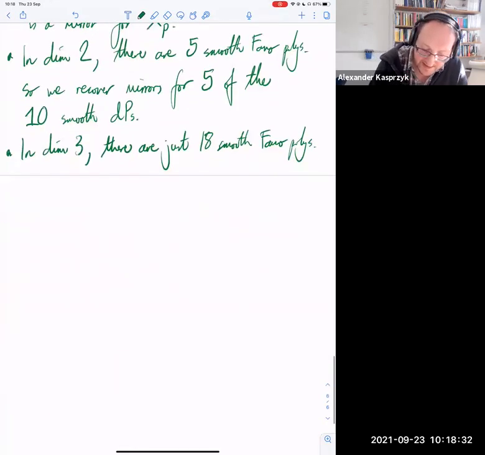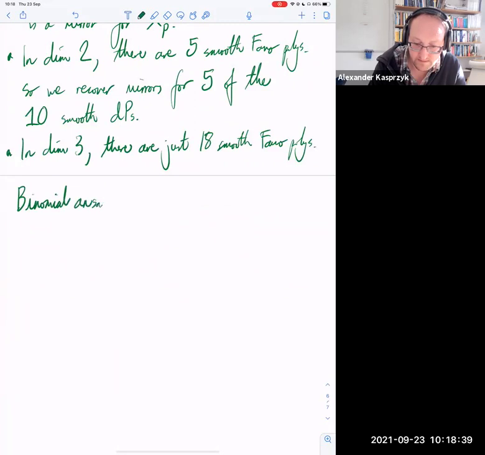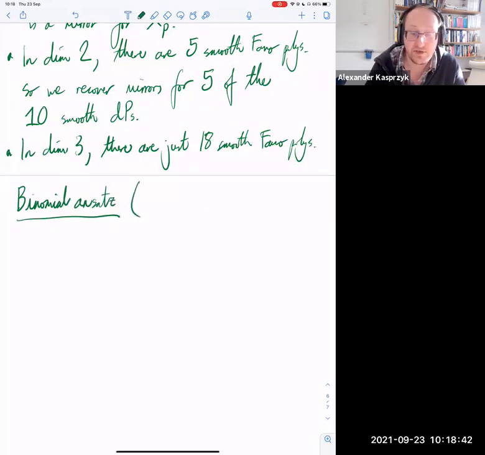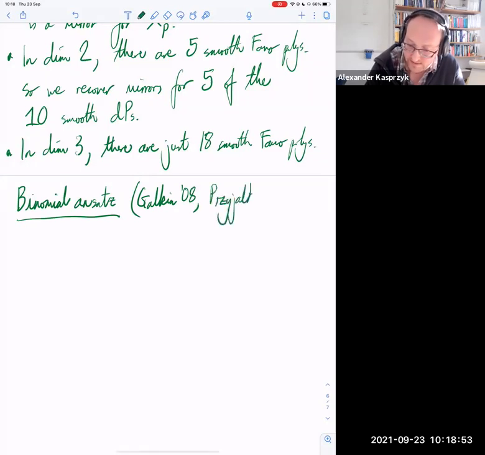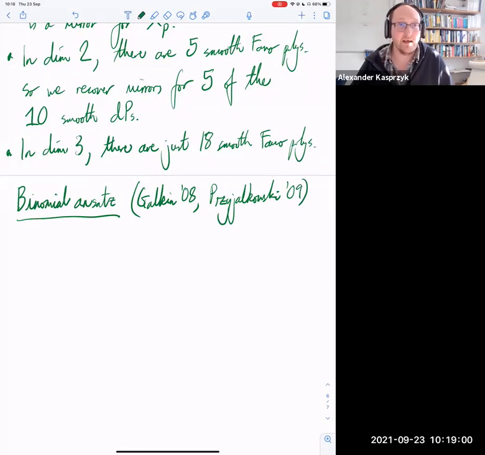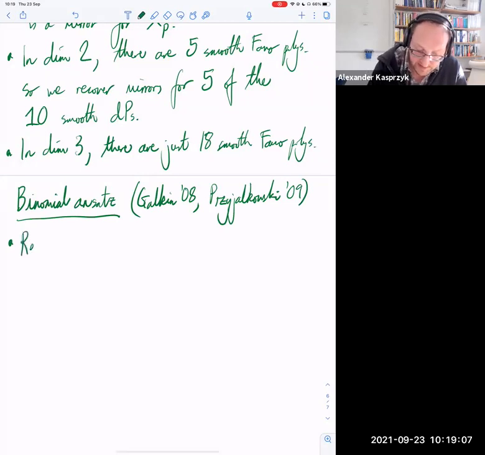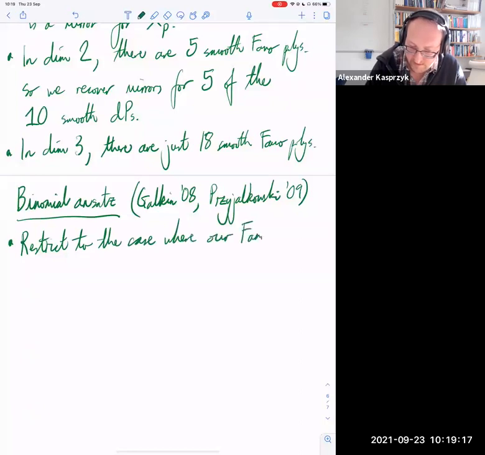Okay, so I guess the next step in the evolution of this ansatz is the binomial ansatz. And I guess this could be attributed to Galkin and probably also to Victor. So what do we do here? Well, again, we have to restrict to a subclass of Fano polytopes. We restrict to the case where our Fano polytope P is reflexive.